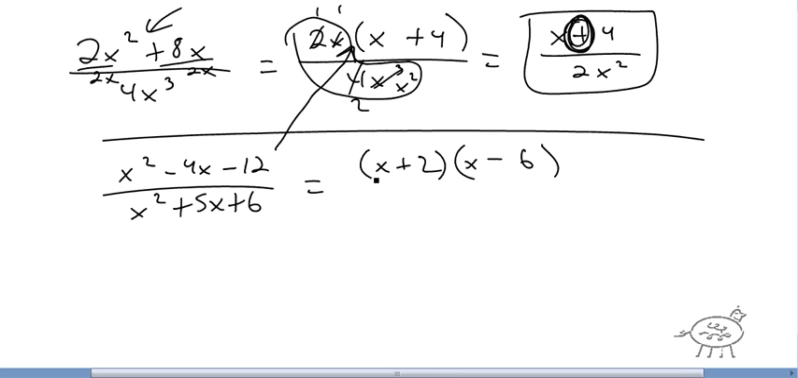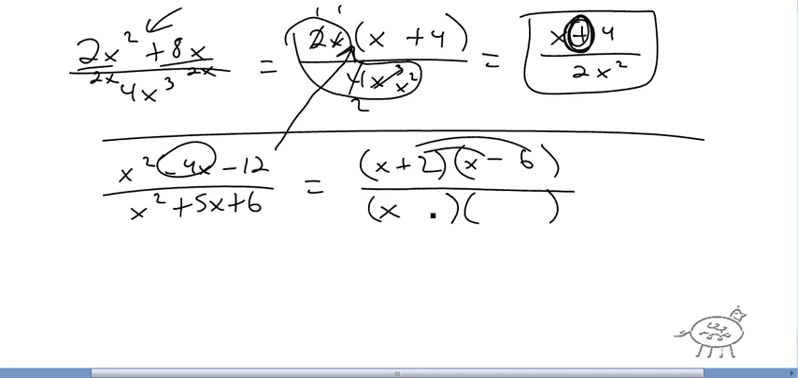If I would check it, I would get negative 6x and plus 2x is negative 4x. And that was my goal, negative 4x. Okay, the bottom, the signs are both positive. So it's going to be x plus 2, x plus 3. Okay, and there you go.